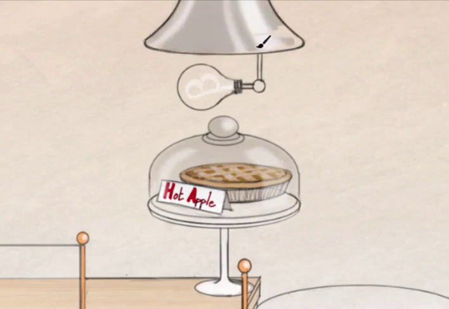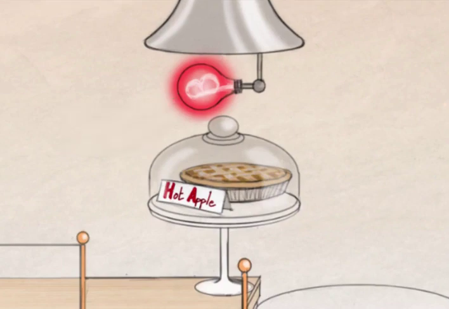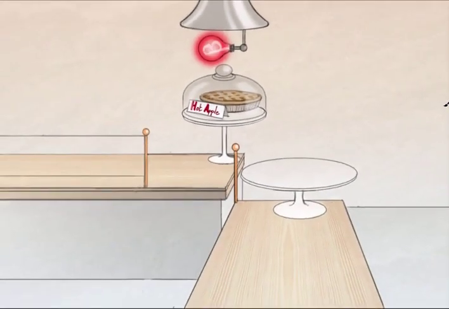Now we're drawing a heating lamp over the pie. Notice anything special about the bulb? Yep, that B in the bulb's filaments means that it's our beta hemolytic light bulb. So group A strep is beta hemolytic. Let's dive into some clinical features of pyogenes and discuss the pyogenic infections that it can cause.